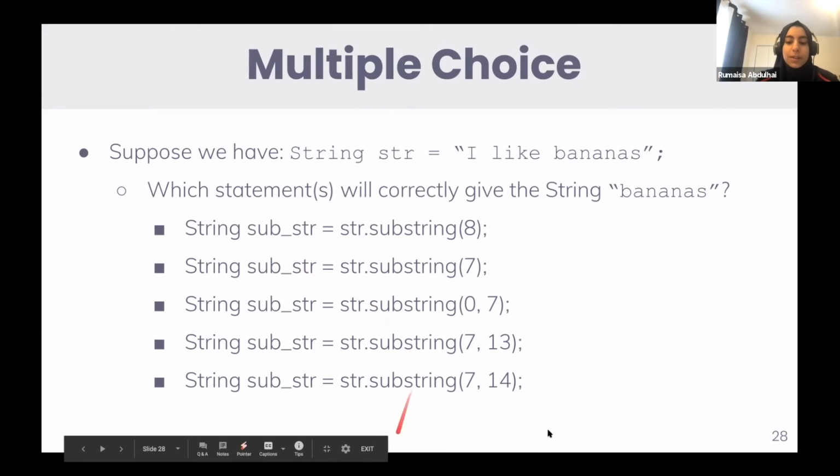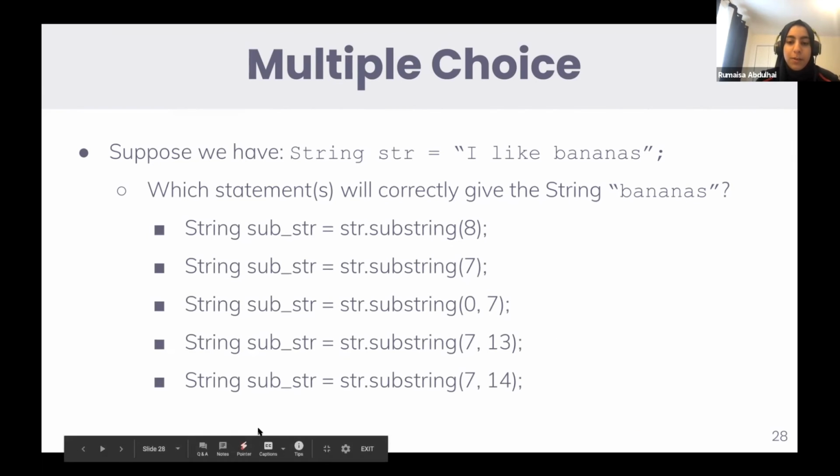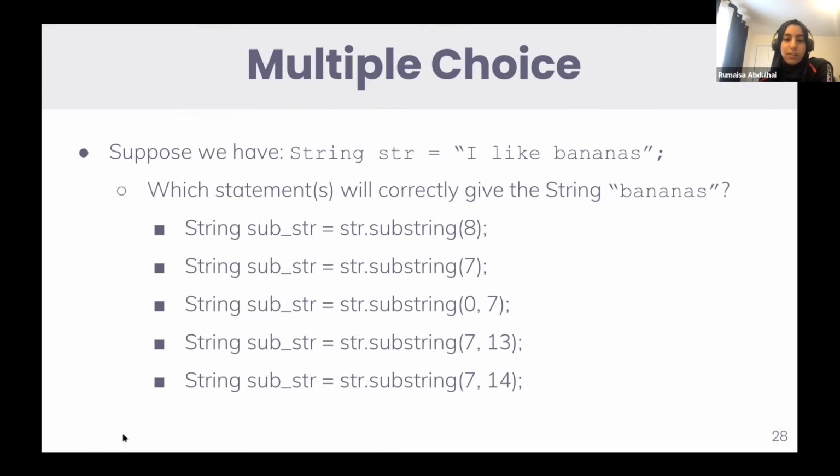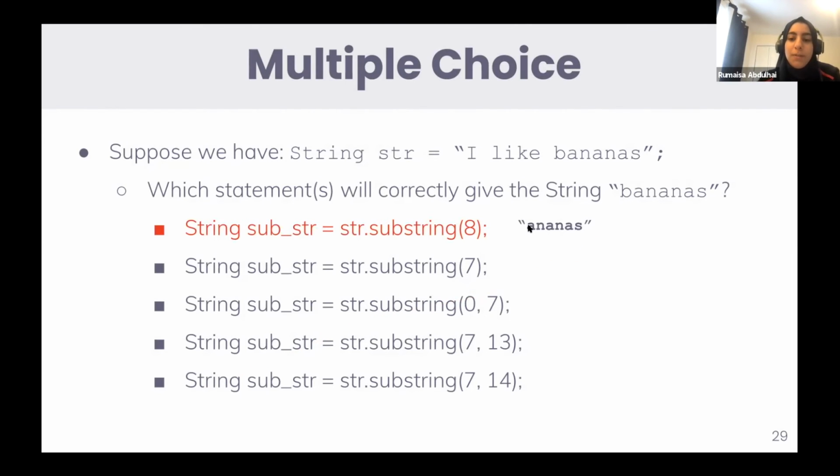Okay, so does someone want to tell me if the first one, will the value of substring be bananas or will it be something else? So Bashar says it's incorrect. Ross also says it's wrong. Walid says nope. So let's see. Yeah, it's wrong. So this will give bananas.